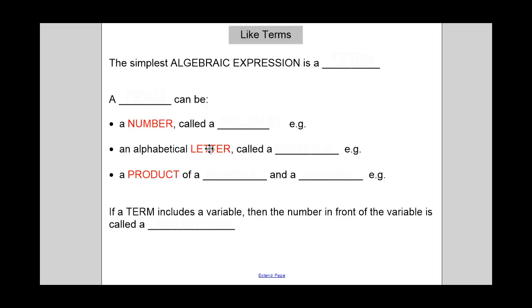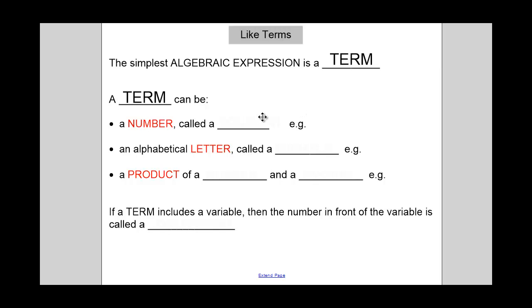Okay, so today's lesson is specifically on collecting like terms, or just like terms in general. In order to talk about that, we do have to discuss what a term is mathematically. It is the simplest of algebraic expressions, and once we've seen a few examples of what that might be, you'll probably get a better grasp on what a term could be.